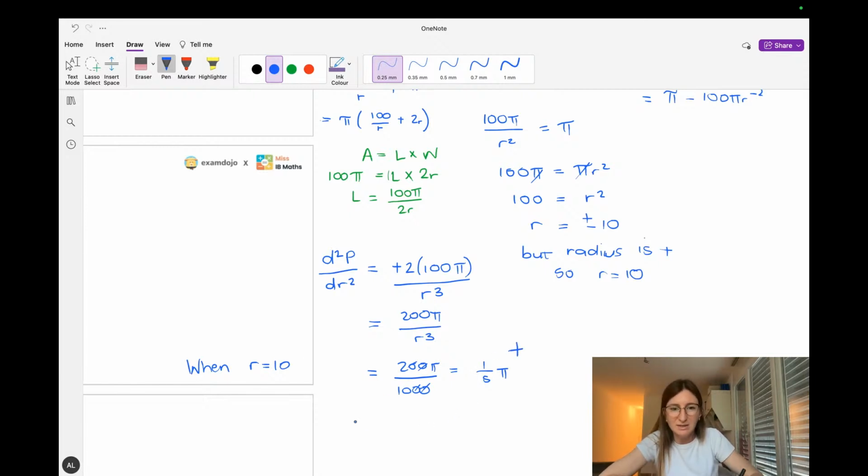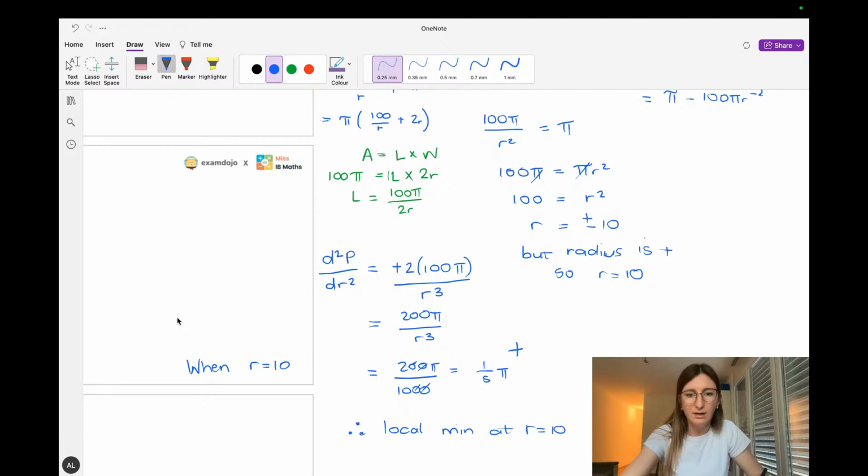So if it's positive, that means there is a local minimum. Remember, it's always the opposite of what you might think. Local minimum at r, actually, at r equals 10. All right, there we go.